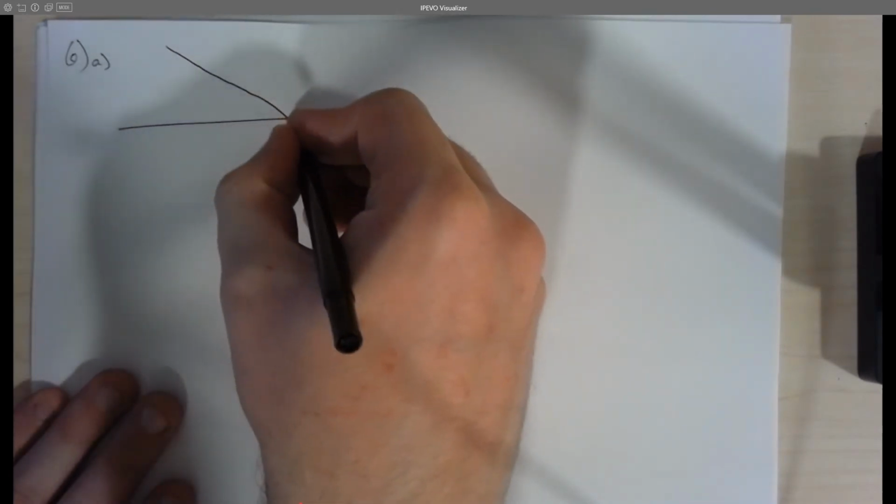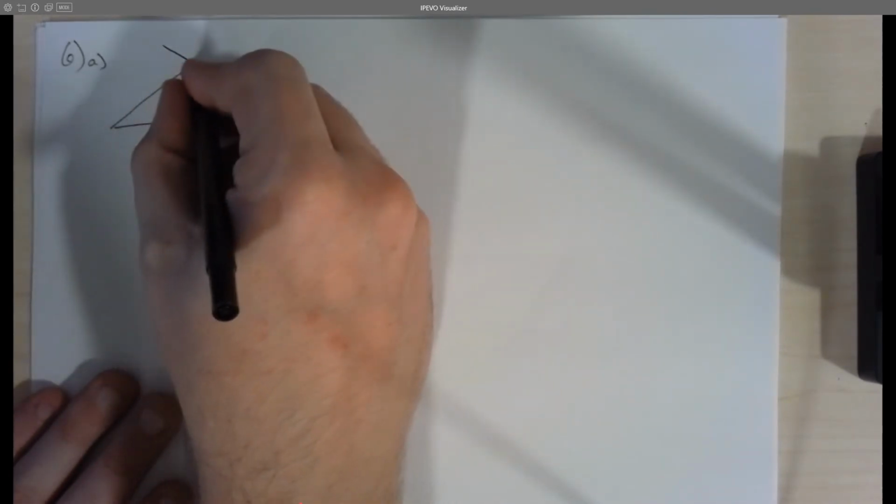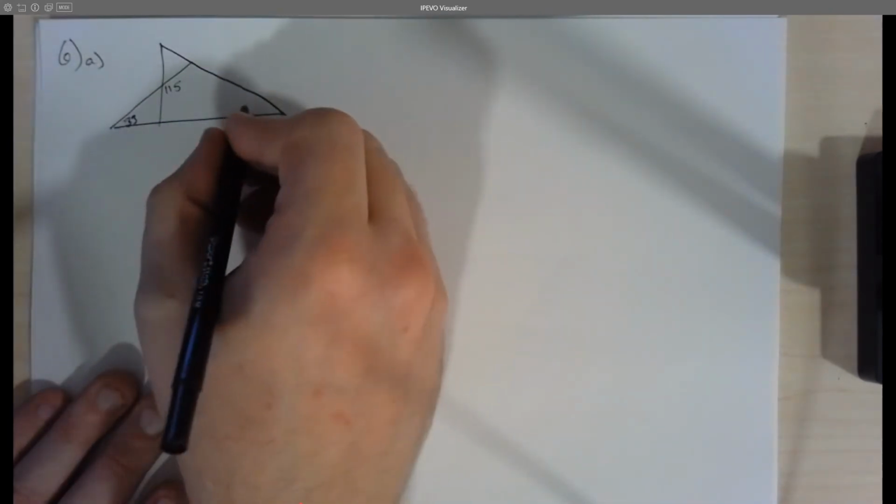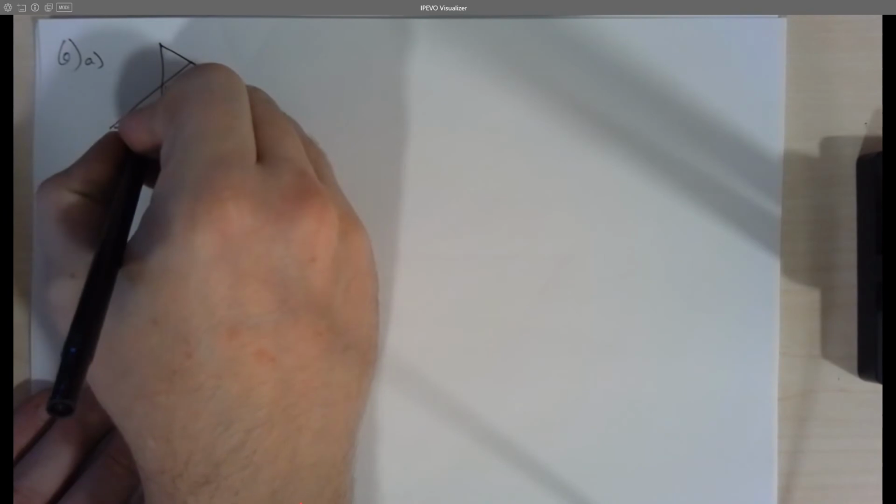Final question, question 6. Question 6, we have, again, 2 odd shapes. First, for A, we have a line on the bottom here. We have a line coming up. We have a line crossing over here and a line crossing down here. We know that this is 33 degrees. We know that this is 115. We know that this is 36, and we have to figure out x, and we have to figure out y.